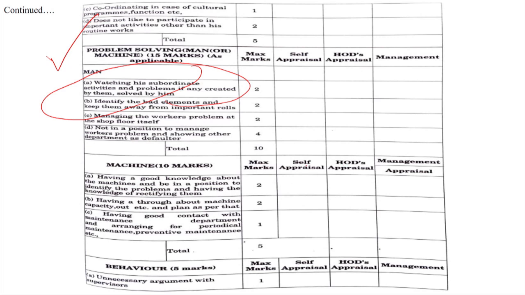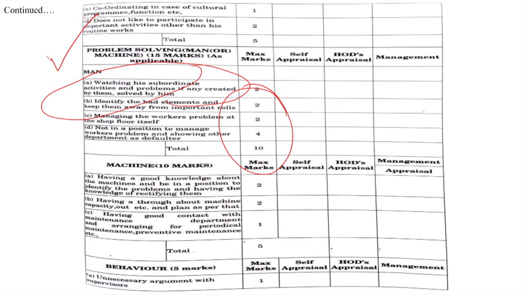All those things are taken into consideration, and then the instructions are given on how many marks you are supposed to give yourself, and then the marks would be given by the HOD also. Then the machines: whether you have good knowledge about the machines, whether you know thoroughly about the capacity, how the machine has to be taken care of, or what are the ways to work on a particular machine, and so on and so forth.